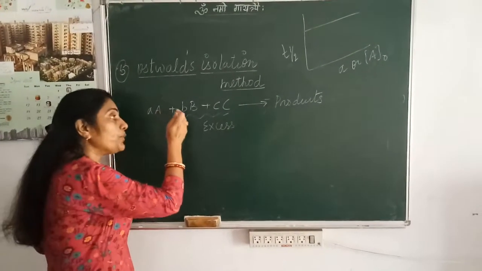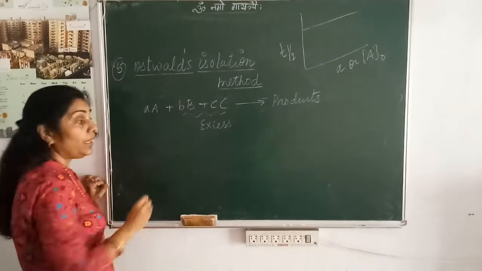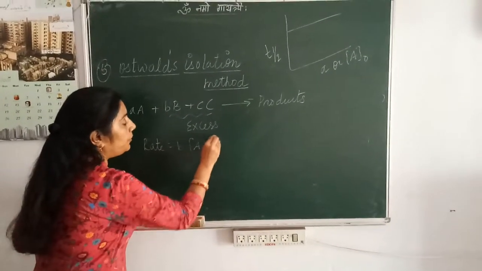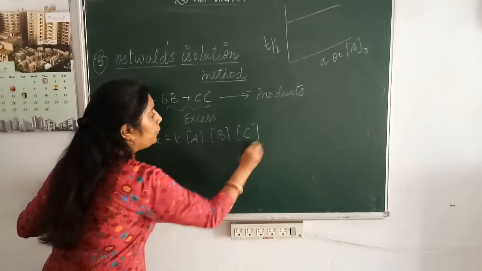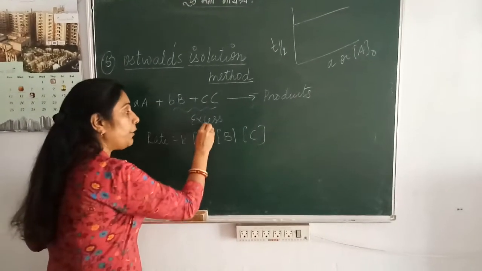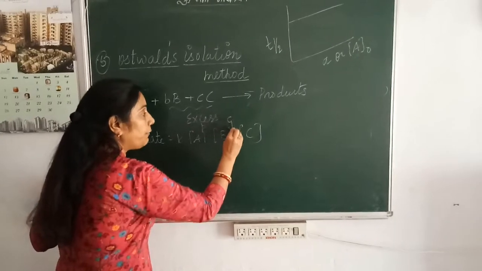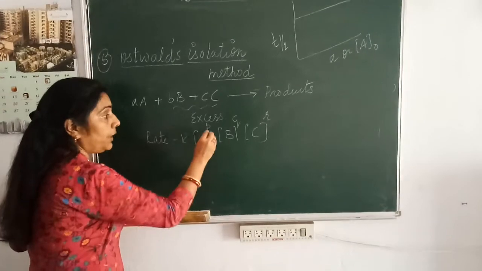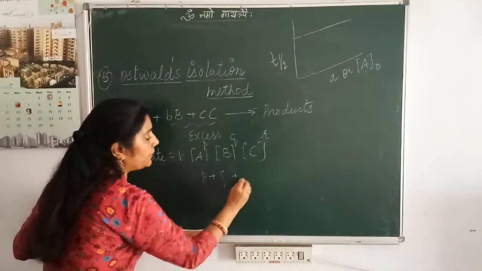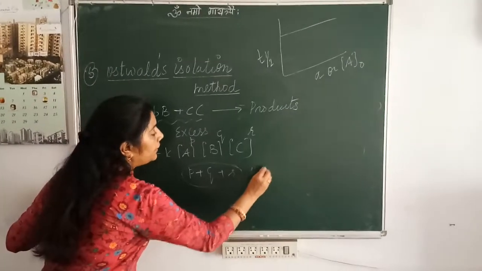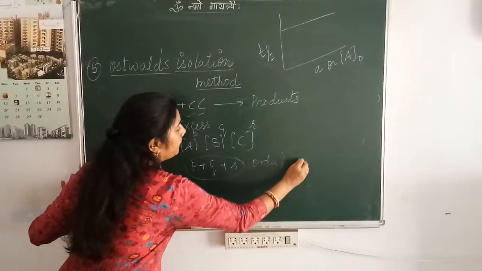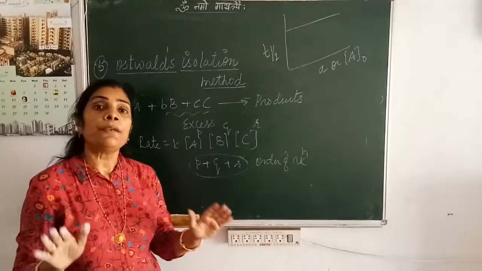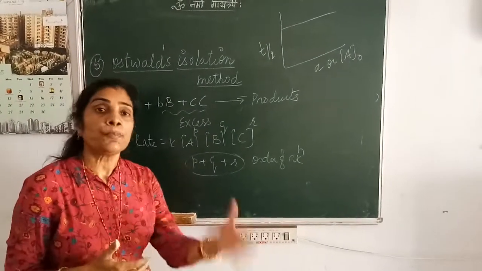So, after proceeding through these steps, the rate is equal to k into [A] into [B] into [C], where the power of A is suppose p, power of B is q, and the power of C is r. And the sum p + q + r, what is this? They give the order of reaction. So my dear students, there are 5 methods to determine the order of reaction experimentally.